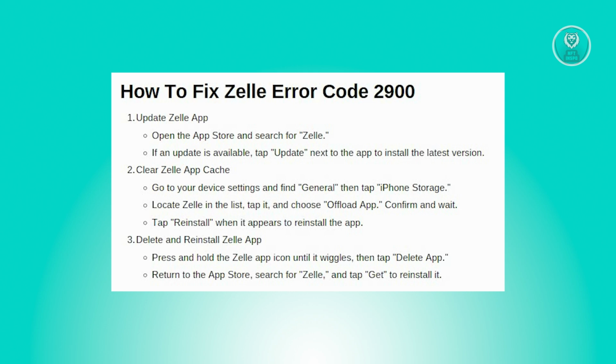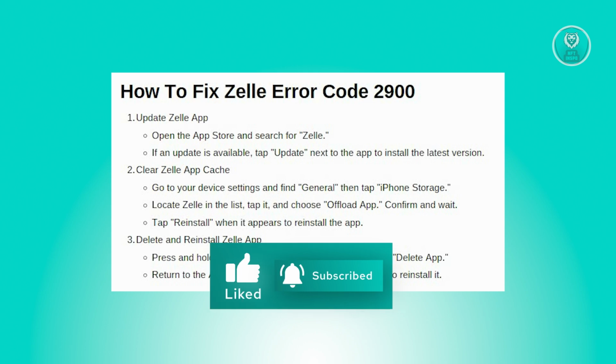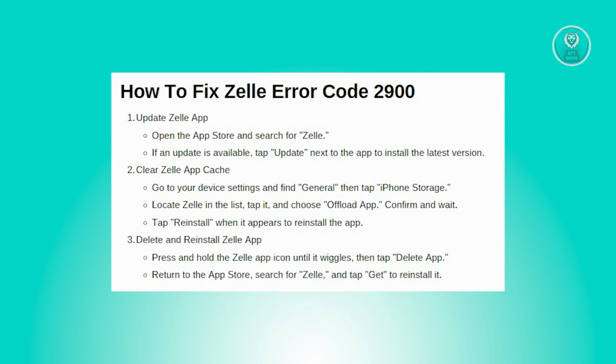Now if that doesn't solve the issue, the next thing you want to do is clear your app cache. In this case, look for the actual app itself, press and hold on it, and click on the option that says app info. Now at the bottom right, you should be able to see the option that says clear data. Go ahead and click on it and click on clear cache.